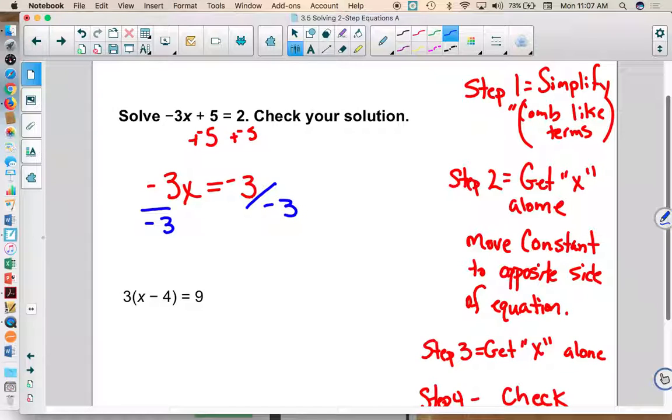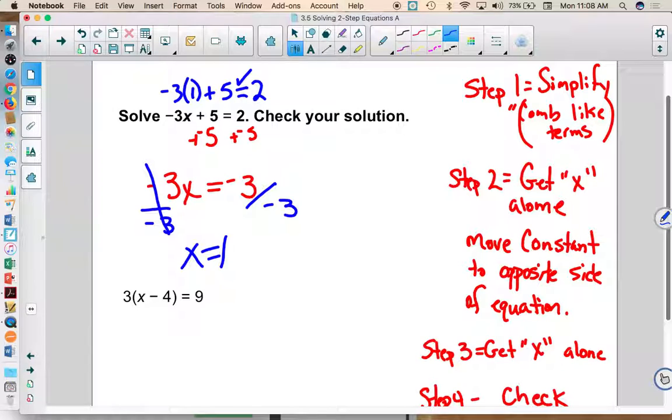Negative 3 divided by negative 3 cancels each other out, leaving x behind. And negative 3 divided by negative 3 equals 1. Okay? And then for step 4, I need to check it. I just need to substitute it in and see if it's right. Well, negative 3 times 1 plus 5, is it going to be equal to 2? Sure it is. Does it check? That's as far as I go.